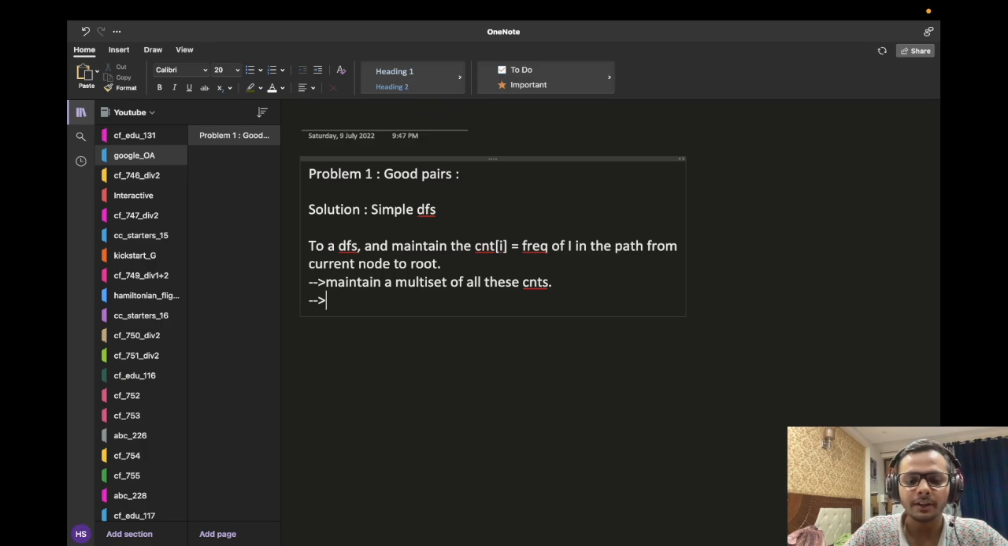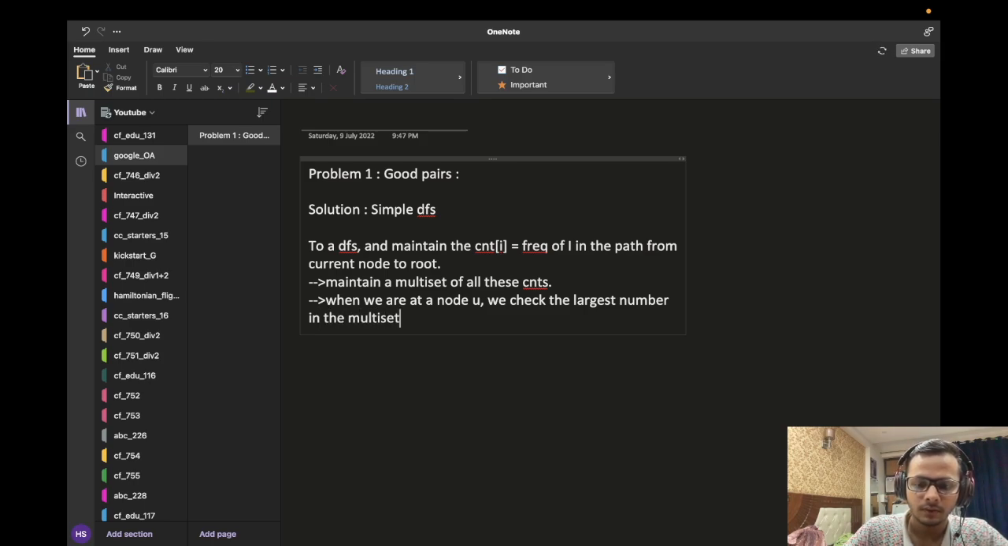So all you have to do is, when you are at a node u, let's say, we check the largest number in the multiset, and if it is greater than half of the length of the path, that is half of the depth, then we increment our answer. Otherwise we don't increment the answer, right? I don't even think I need to write it out. So we just check the largest element in the multiset, and whether it is greater than or equal to half of the length of the path, and if it is so, we increment our answer. Otherwise we won't increment our answer.